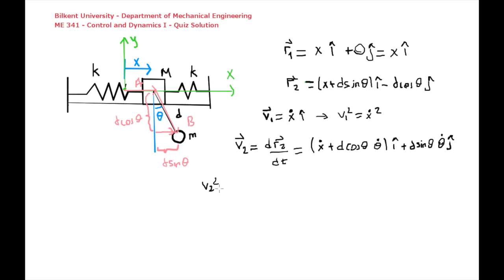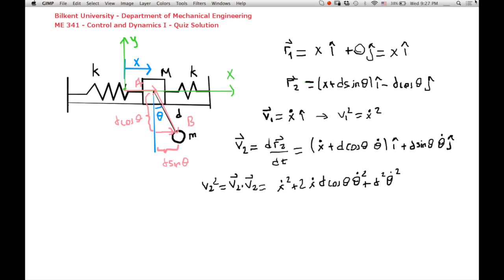Okay, then v2 square is of course v2 inner product with v2, so it's going to be x dot square plus 2 x dot d cosine theta theta dot plus d square theta dot square. So I will have cosine square and sine square theta here, so they are just going to be 1. Because we have d square cosine square theta theta dot square and d square sine square theta theta dot square, and I know cosine square plus sine square is 1. So I can write it like this.